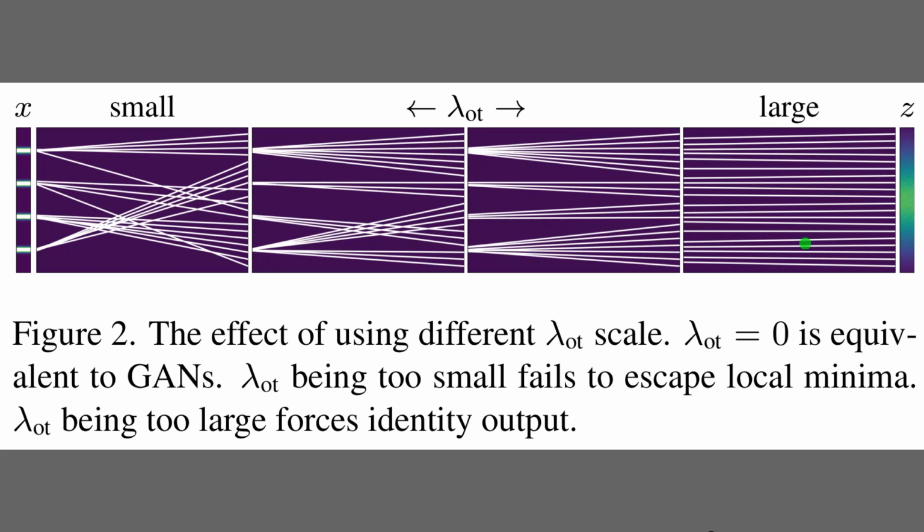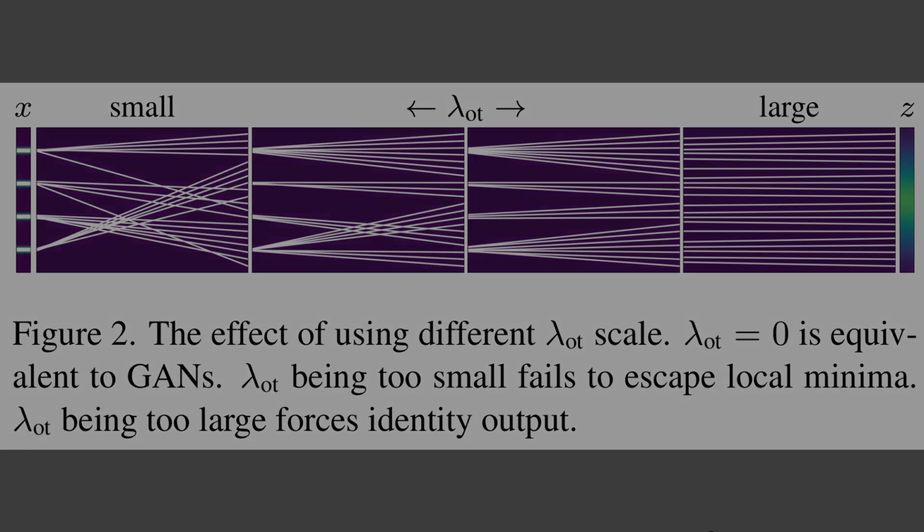Well, Figure 2 follows that one-dimensional toy and shows how the lambda OT weight shapes the transport paths between data X and noise Z. With lambda OT equal to 0 on the left, the paths look chaotic and generative adversarial network-like, since there is no preferred mapping. With a small but positive lambda OT in the middle, the paths straighten into a clean deterministic transport plan that still matches the data. With very large lambda OT on the right, every line becomes almost horizontal, meaning the generator collapses to an identity mapping and stops learning the data distribution.